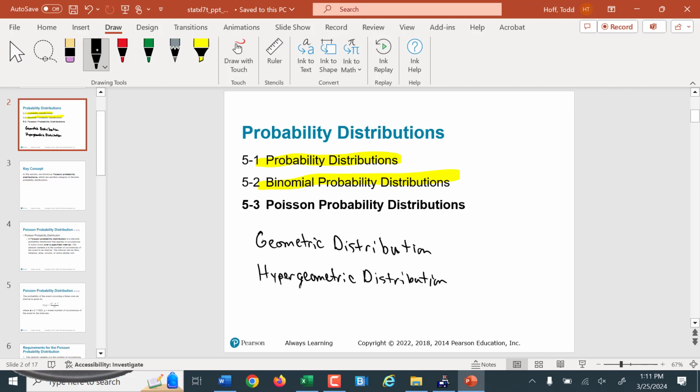If you were to go on to a more advanced statistics course, you would expect to see those two distributions talked about extensively as well. We'll maybe come back at the end of this little presentation here, and we'll do an example of each of the geometric distribution and the hypergeometric. But really, all we're concentrating on for this course is the Poisson distribution.